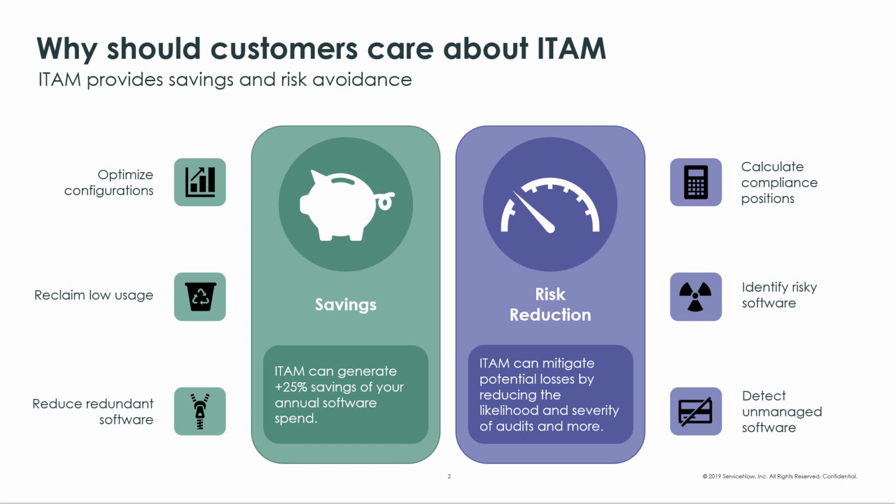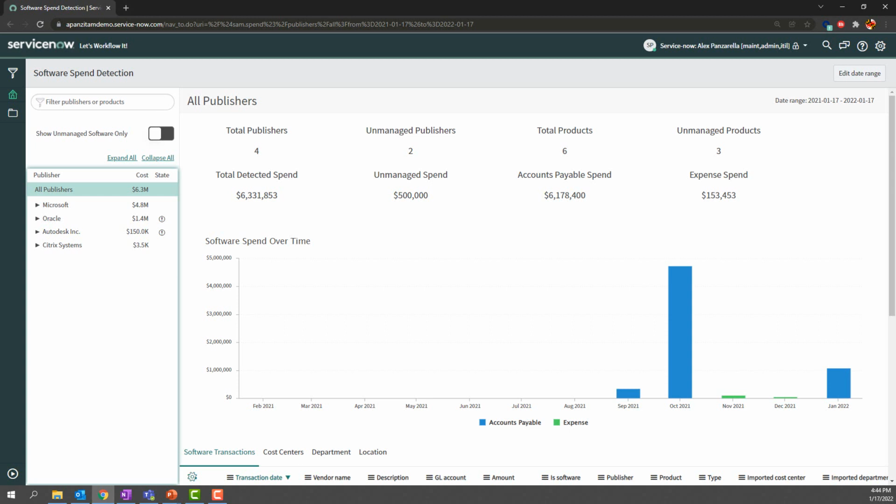As we're on the topic of software spend detection, let's jump in the instance and actually see an example. When I navigate to the software spend detection module, part of SAM, I can see all my publishers that I have expense and accounts payable information. Now this data is being brought in from your expense system or general ledger, just an export. And when we import it in the system, we can actually see different types of software purchases. As you can see, we're spending a total of $6 million as part of this export, and $500,000 of the $6 million is actually being unmanaged. So that's software that's unaccounted for.